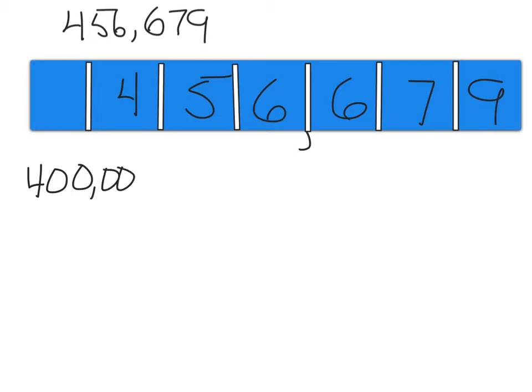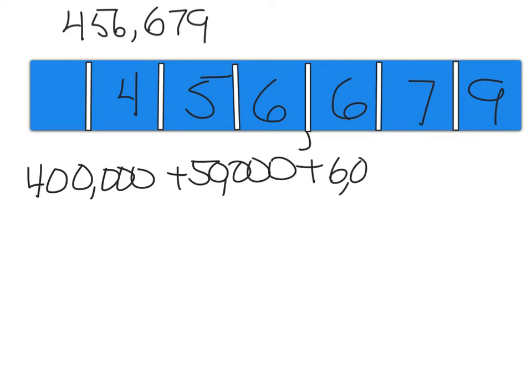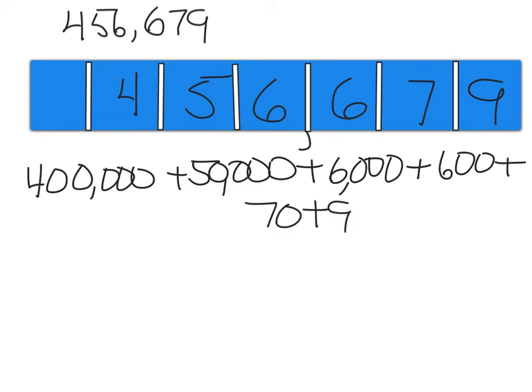So that would be 400,000 plus 50,000 plus 6,000. It's just simply lining them out. This is what we are calling expanded form. 600 plus 70 plus 9.